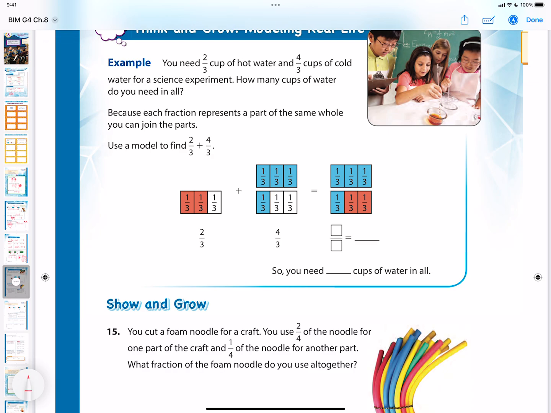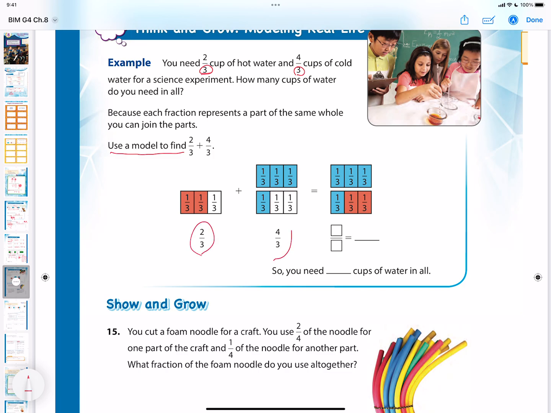Example: you need 2 over 3 cup of hot water and 4 over 3 cups of cold water for a science experiment. How many cups of water do you need in all? All right, because each fraction represents a part of the same whole, you can join the parts. So that means they have what? Same denominator. That means you can just add the numerators, as long as you keep this denominator.